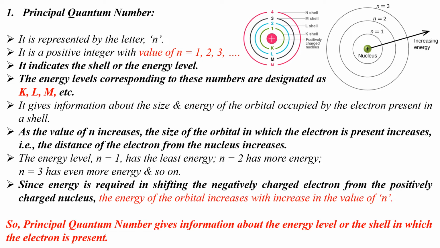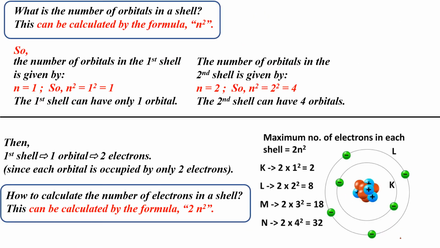And you also learned that as the value of n increases, the distance of the electron from the nucleus increases. And as a result, the size of the orbital in which the electron is there also increases. The energy level n equal to 1 has the least energy and it increases with increase in the number n. Since energy is required in shifting the negatively charged electron from positively charged nucleus, energy of the orbital increases with increase in the value of n.